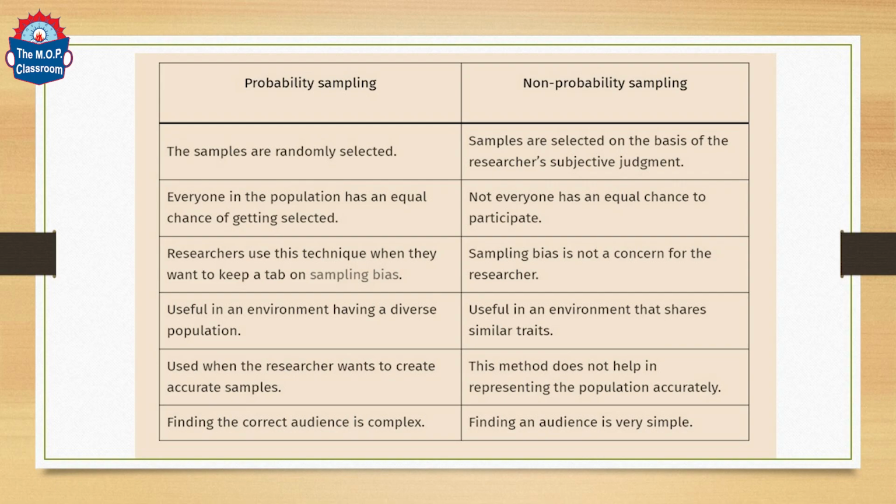And the last one is that finding the correct audience is complex in probability, because the population is very large and you have to work hard to get the correct sample size based on the population. But in case of non-probability, finding the audience is very simple.